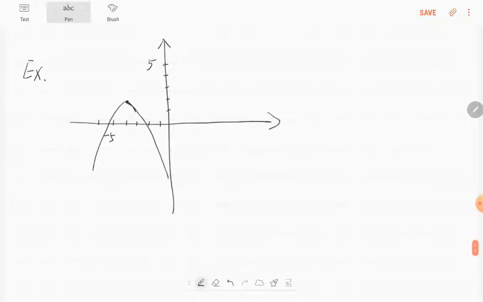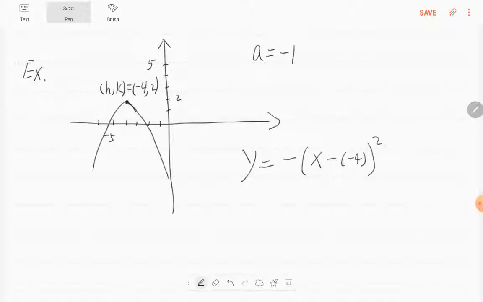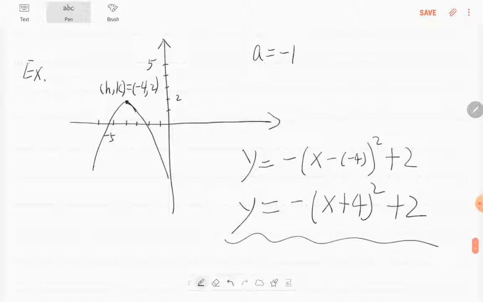Similarly for this one, the vertex, which is h k, is equal to what? Negative 4 and 2, right? This is 2. It opens down, so a is equal to negative 1, a negative number. So at last your answer would be negative x minus h, which is minus negative 4, squared, plus k, plus 2. If you simplify, you will have negative x plus 4 squared plus 2. Okay, so this would be your answer.